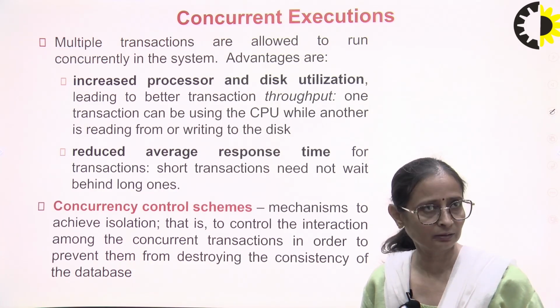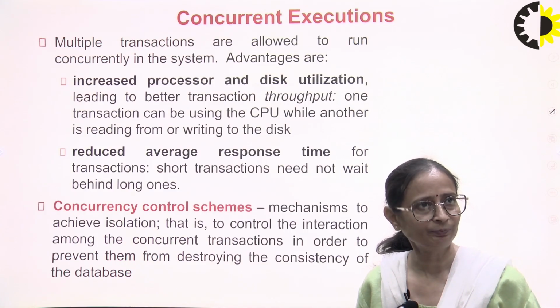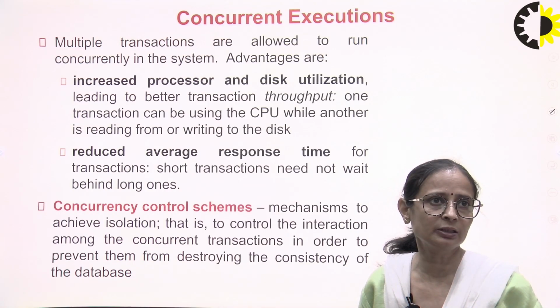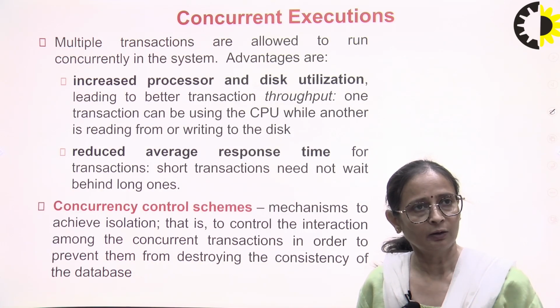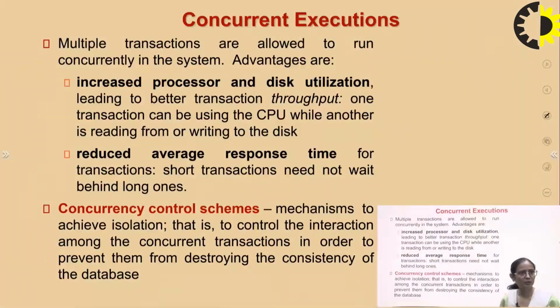And why do we require concurrent execution? For increased processor and disk utilization. If we run multiple transactions together, for example, I have 3 transactions, T1, T2, T3, and I'm running all 3 simultaneously, then my system throughput will increase. One transaction can be using the CPU while another is reading or writing to the disk. Another important advantage is minimum response time. We get a reduced average response time for transactions, so short transactions need not wait behind the long ones.